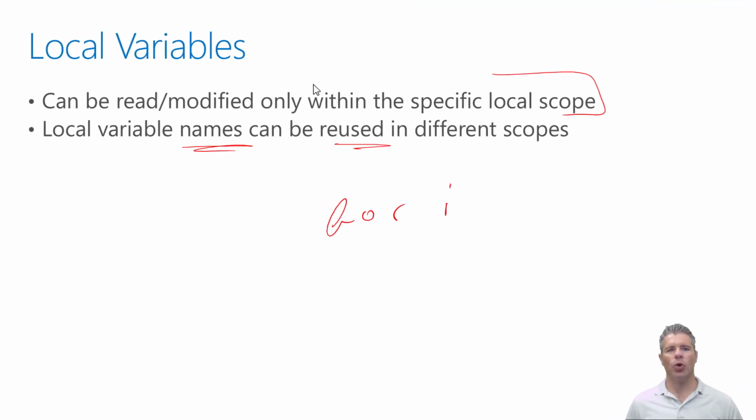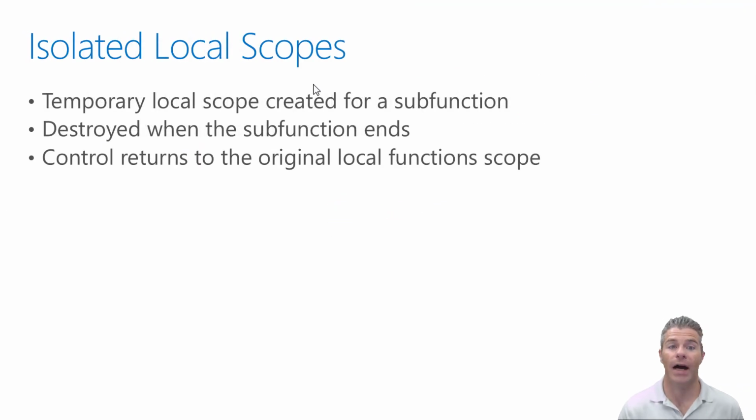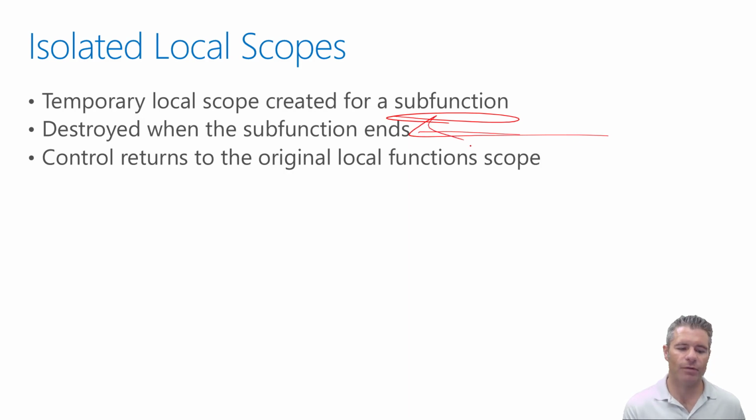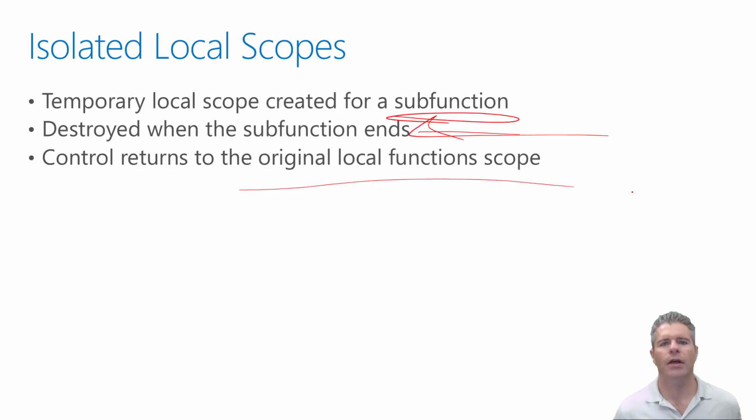So that's all well and good. Those are local variables. You can have isolated local variables. So say you've got a function with a sub-function in it. Those get destroyed when that sub-function ends, and they return function to the original scope. So that's fun, right?